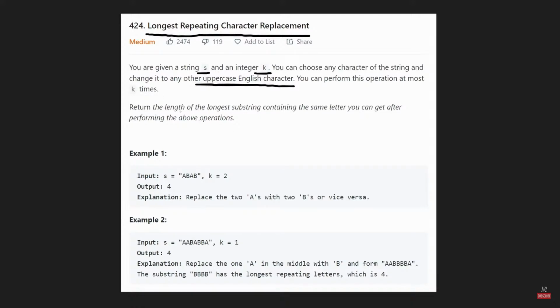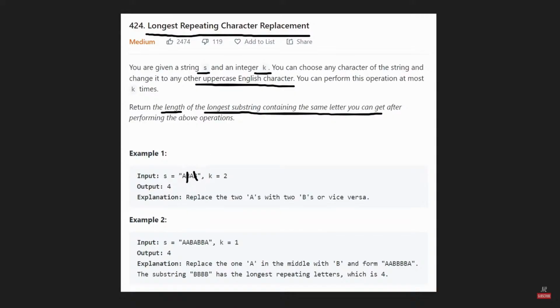We're allowed to replace k different characters in the string to any other character we want. What we want to do is return the length of the longest substring containing the exact same character we can get after performing at most k different replacements. We just want to return that length. We don't actually have to make those replacements in the input string. In this case, the input string is AB, and we're allowed to replace 2 of the characters. So what's the longest substring we could get with the exact same character? We could replace both of the B's with a capital A, and then we get 4 A's in a row, which would give us an output of 4.